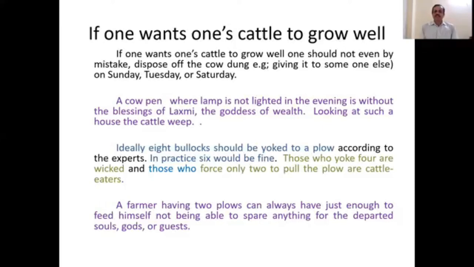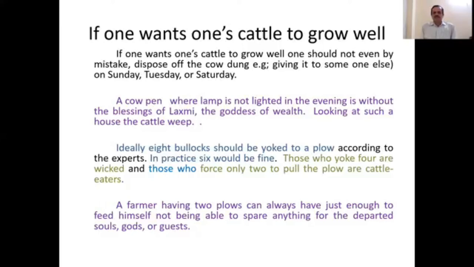Then ideally, bullocks should be yoked to the plow according to the experts. During those days, it was advised to yoke 8 bullocks. It is ideal. In practice, 6 should be fine. Those who yoke 4 are wicked, and those who force only 2 to pull the plow are cattle eaters. So only 6 is okay, but 8 is good.